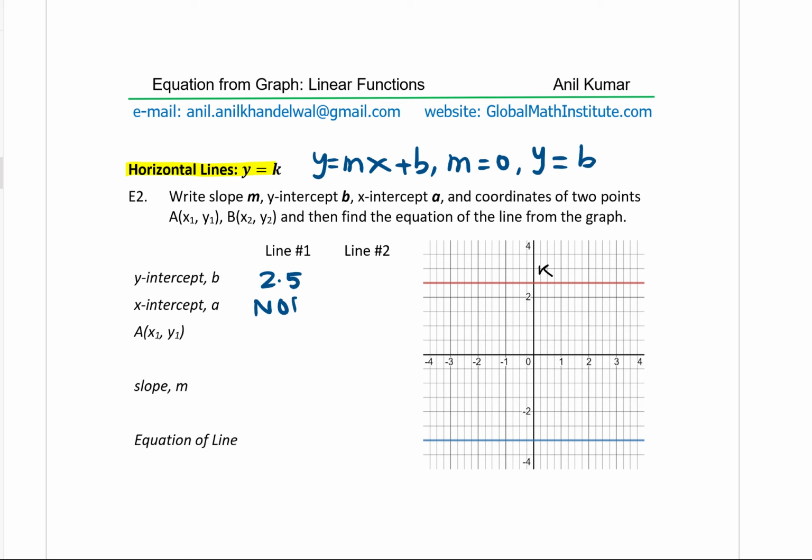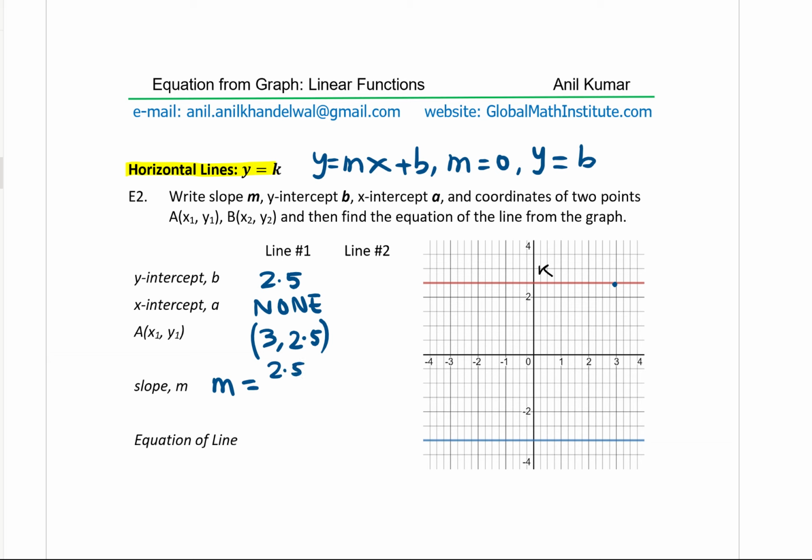X-intercept is none. A point on this, well, we can go with this 2.5 itself. Slope is 0 as we know, but anyway, let's take another point here. Let's say at 3, the y value is 2.5. It remains the same. So the slope m is equal to 0 because the change in y value is 0.